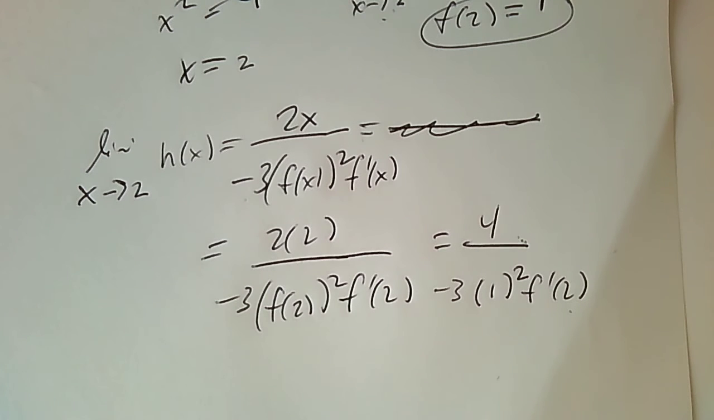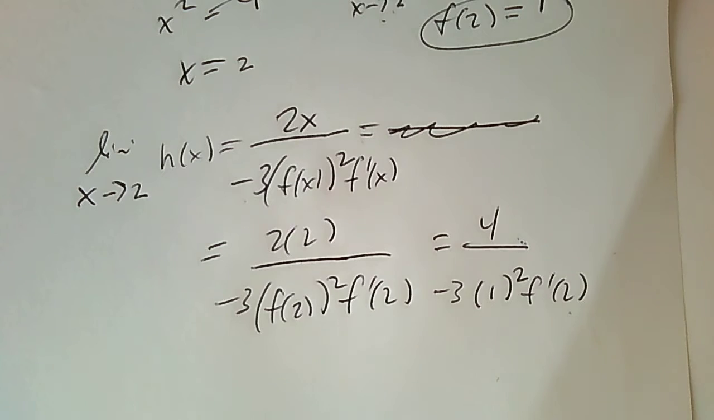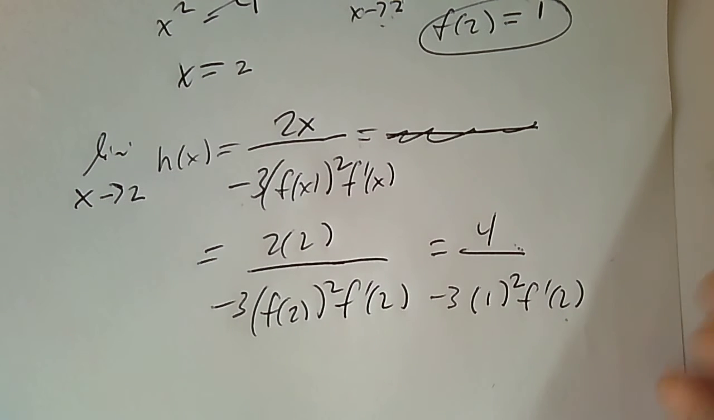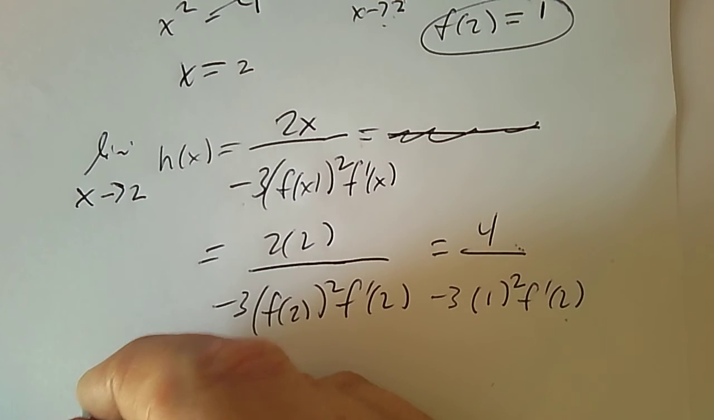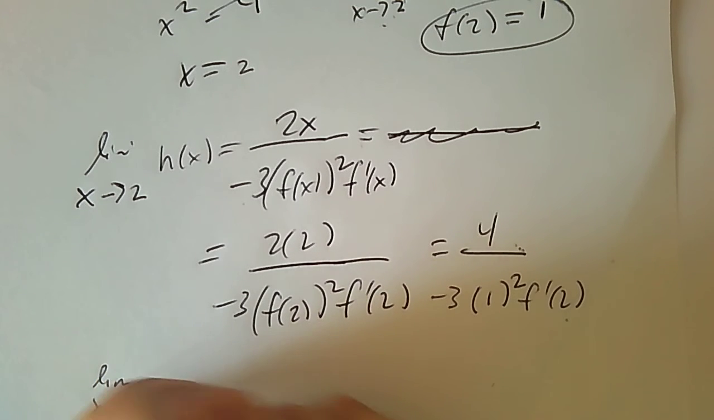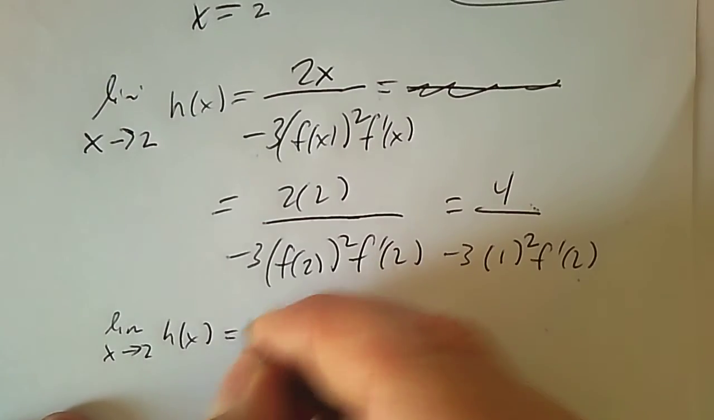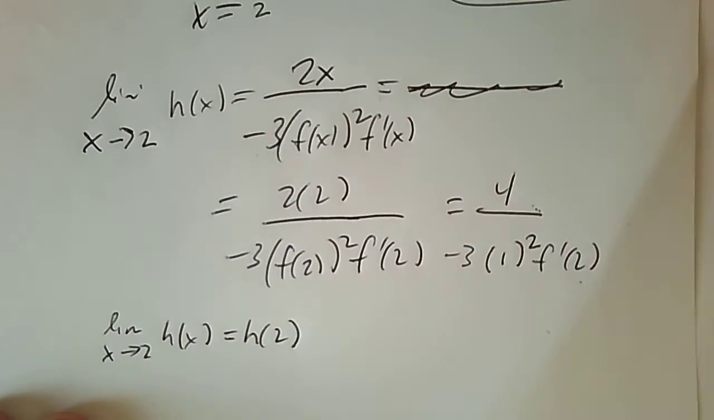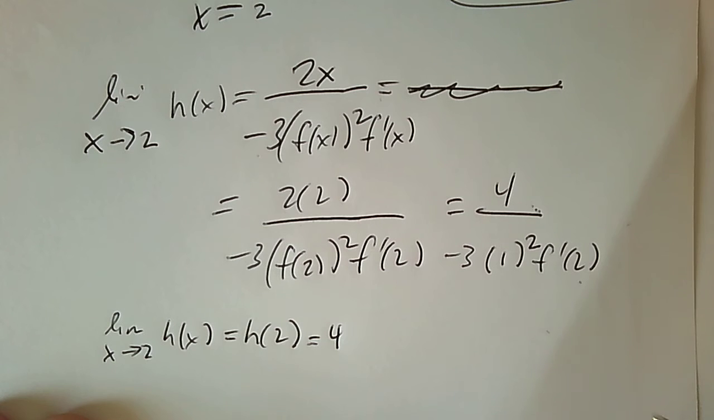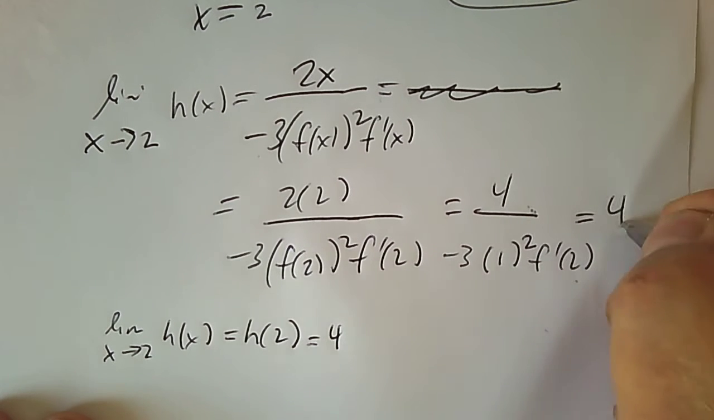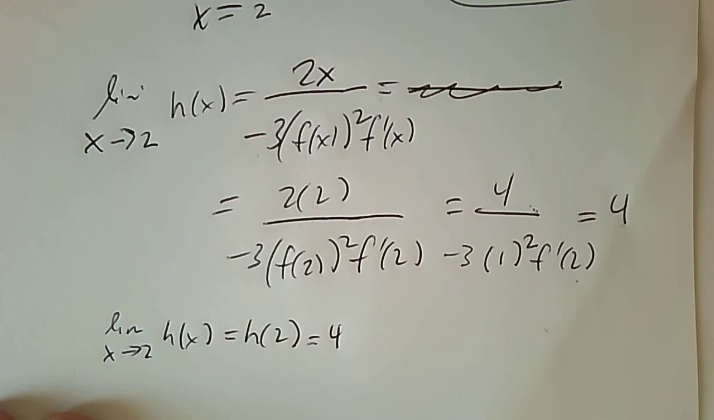All right, so the limit, if you substitute in, as x approaches 2 is the same as h at 2. And we're told that h at 2 equals 4. So when it talks about the limit as x approaches 2 for h at x, that's just a substitution question, which would be the same as h at 2. And we're told that h at 2 equals 4. So this is equal to 4.